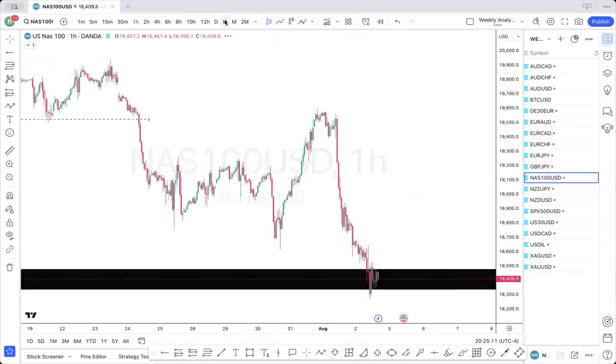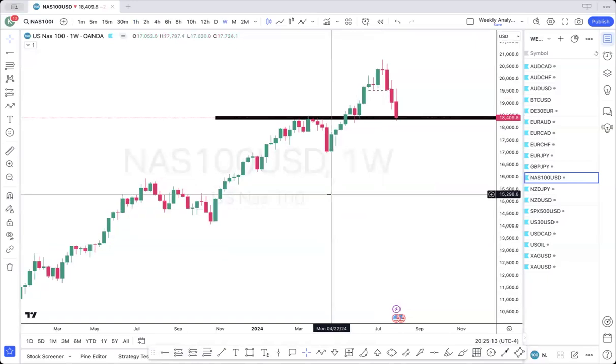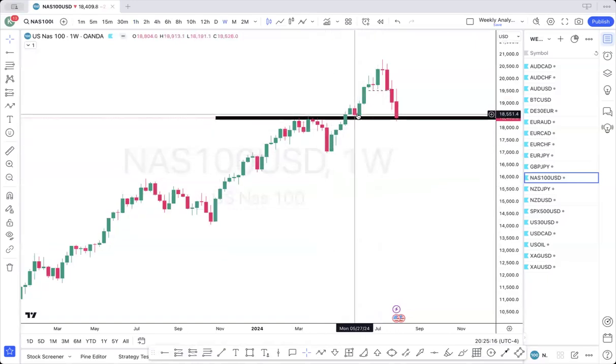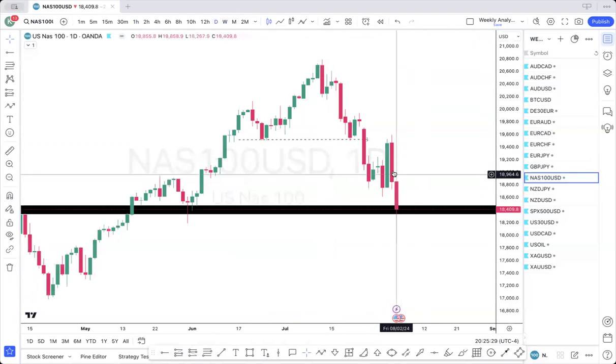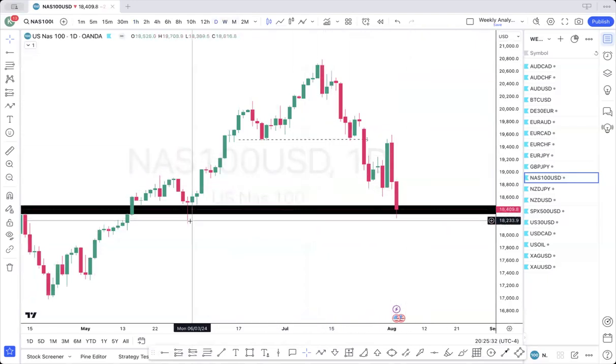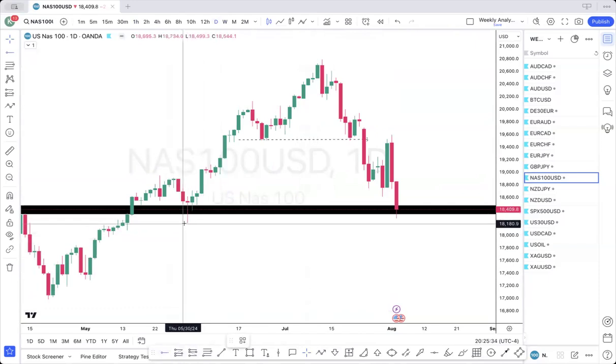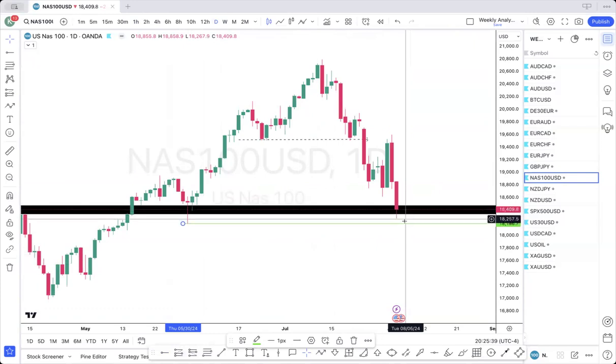NAS 100 weekly. So we're at a key level, okay, in the wicks of an order block. That imbalance has been filled. My thought is that price is not going to break this low, not break that swing low. Or maybe it'll sweep the low and then bounce back into this key level.